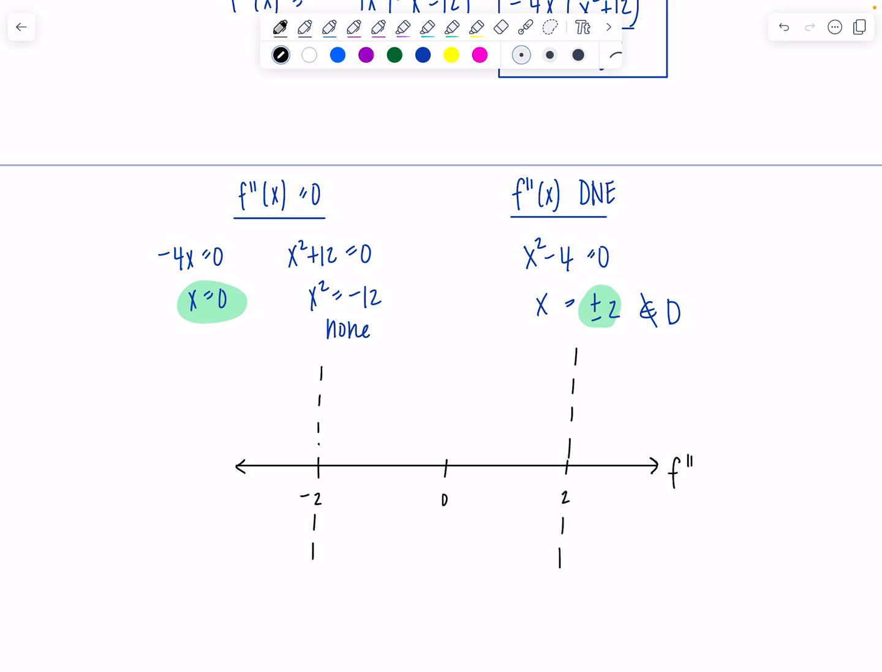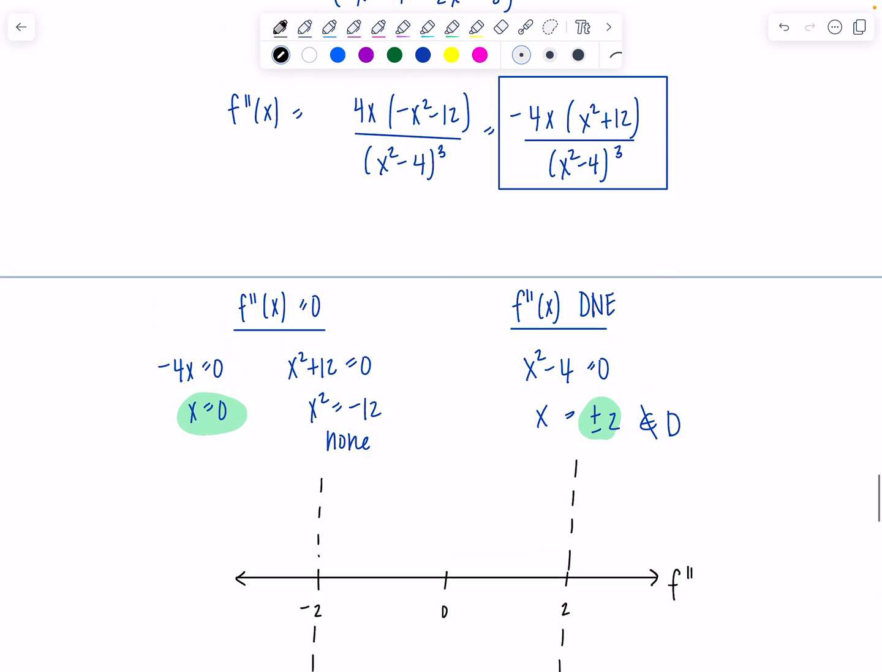so let's test the sign of the second derivative. Here it is, okay? If you pick something like negative 3, this is negative. This is always positive. 9 minus 4, that's positive.